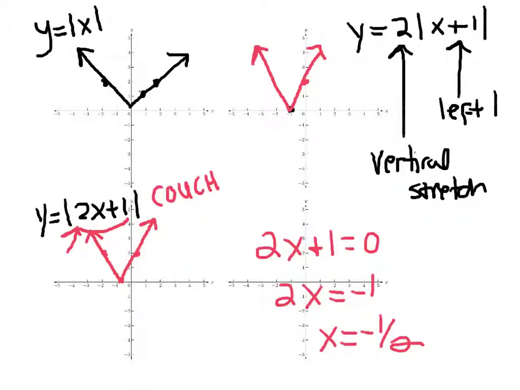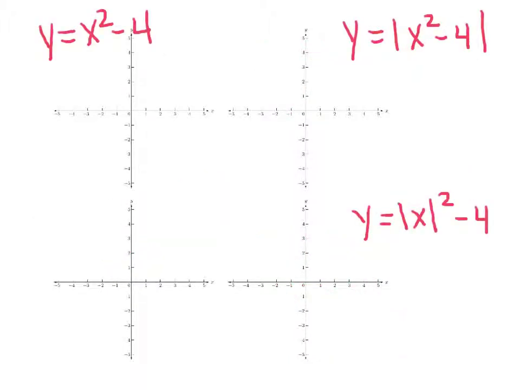And that's why the horizontal shrink is like the couch, because when you're getting squished sideways, you're still getting skinnier, but you're also getting scooted over at the same time. So those can be a little more unusual to figure out, and it's always okay just to plot points if you're not sure. Next, we're going to look at compositions with absolute values.